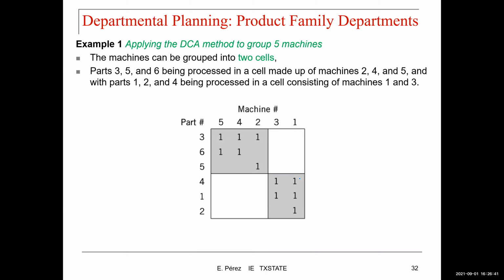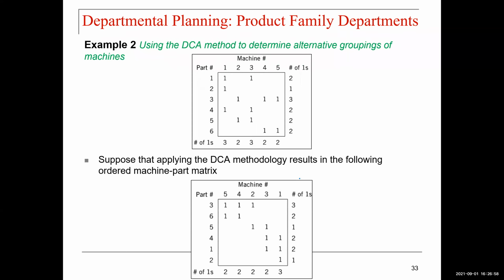That's not always the case. Okay, sometimes you will see there's conflict, that there's one machine that is needed by all the products, or is needed by some of the products in the first cell, and also for some of the products in the second cell. So how do we fix those problems? So I have an example here, that is trying to illustrate that point.